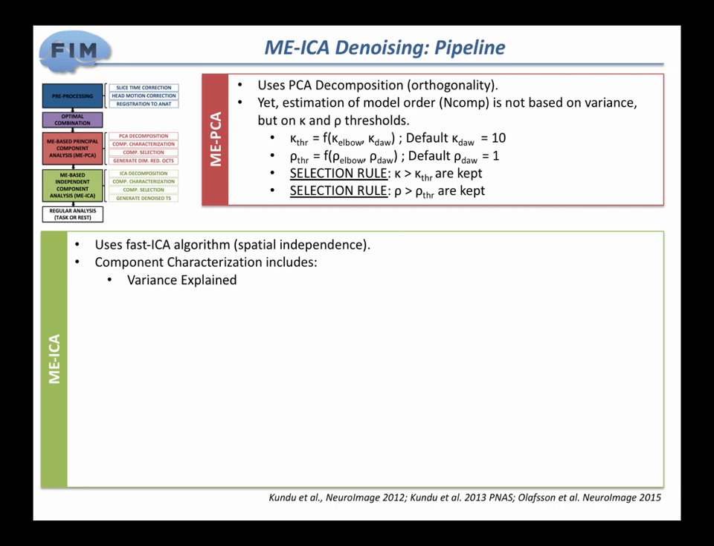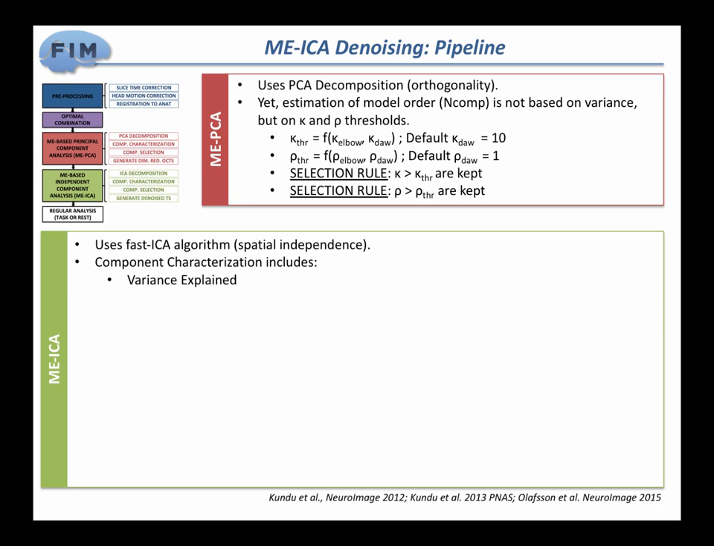And then after it has done that, it starts doing the component characterization. Basically, for each component, it's going to not only calculate the kappa and the rho, which is what we tend to always explain, but a long list of other characteristics. And then there is a decision tree, mostly empirically based, that makes a decision based on all these characteristics of those components. And different versions of MEICA deal with that in different ways.